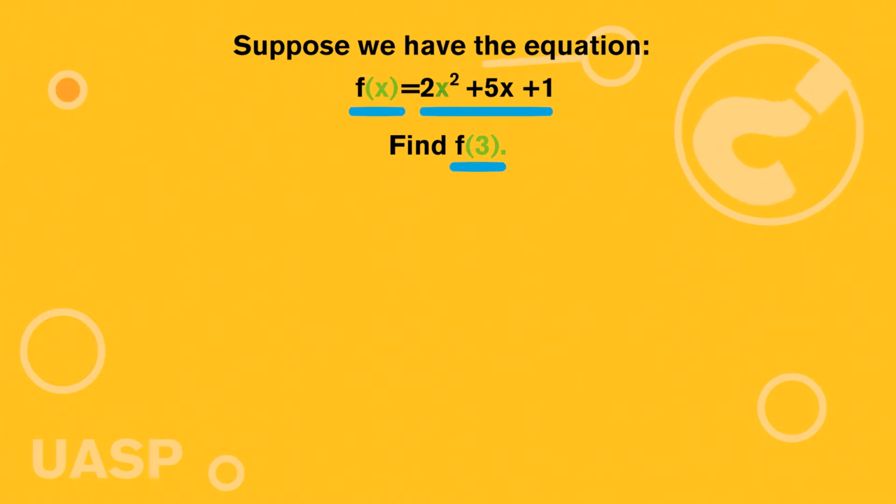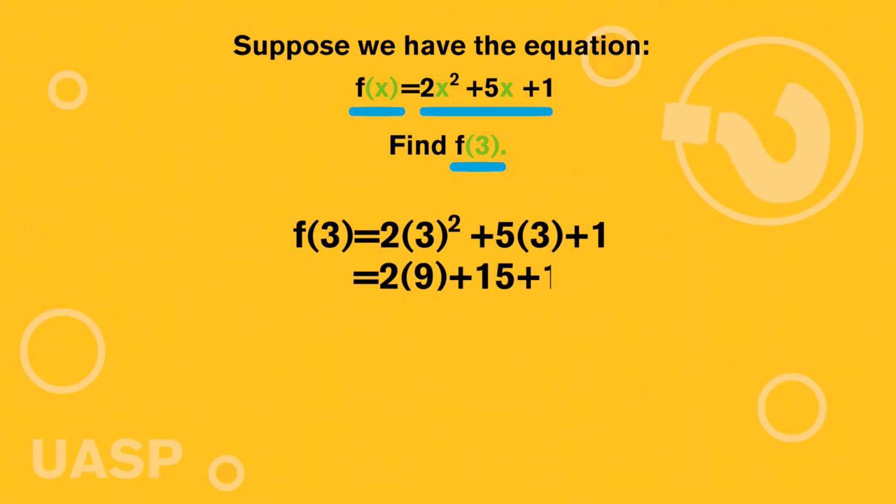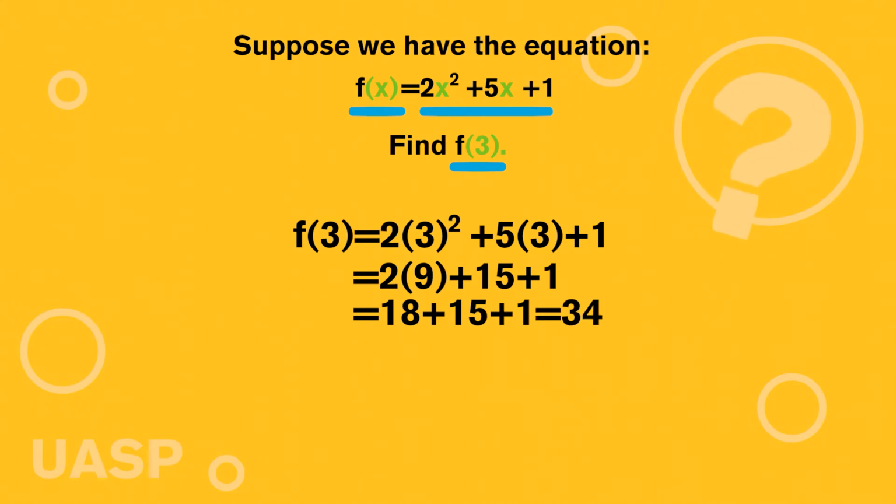So that means we have to take every single x value here and replace it with the number 3. We have f of 3 equals 2 times 3 squared plus 5 times (3 plus 1). And then from there, we just use arithmetic to solve. We know from PEMDAS that we need to do exponents first, so we have 2 times 9 plus 15 plus 1. If we add all of that up, 18 plus 15 plus 1 gives us a total of 34. So if we want to write it all the way out, we have f of 3 equals 34.